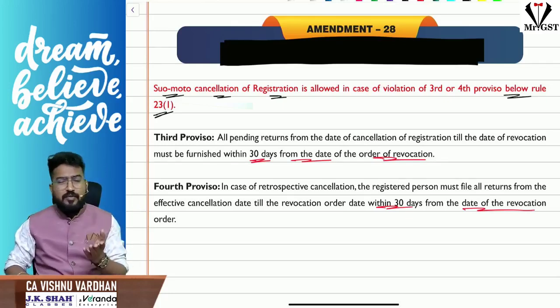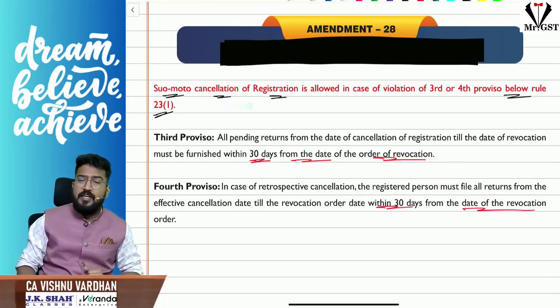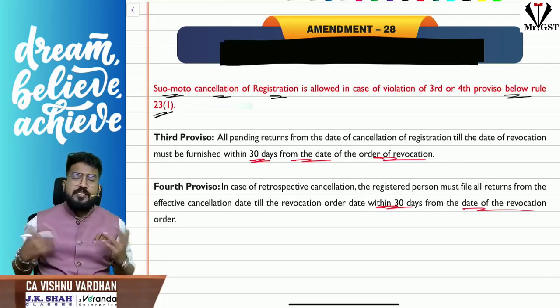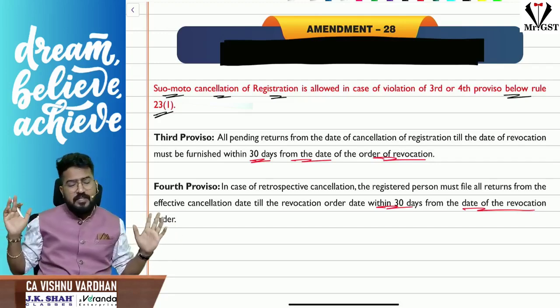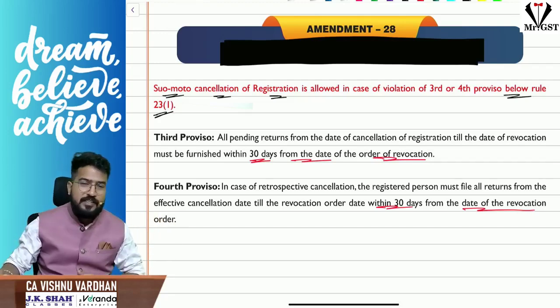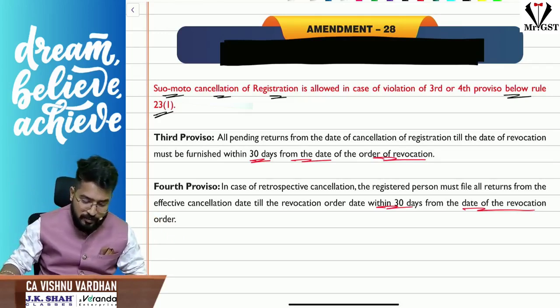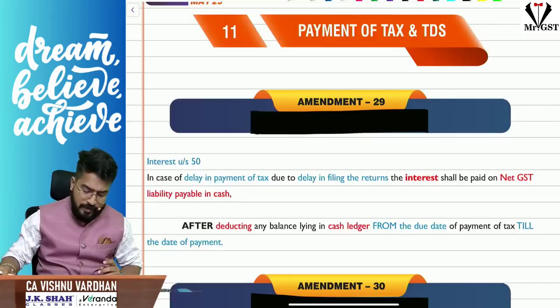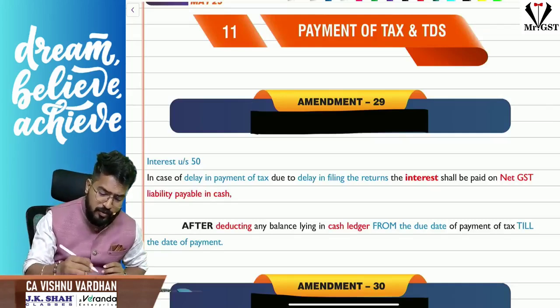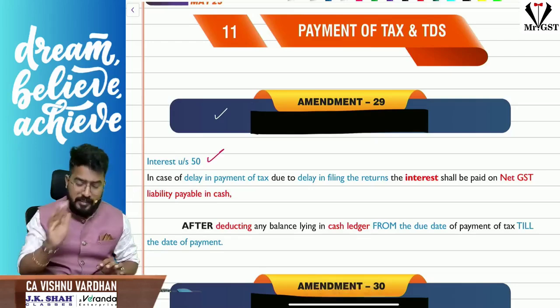He gave you revocation believing that you will file all the pending returns and now you will be a good boy. Still you are continuing the same thing. So they will not entertain this. Now the proper officer got again the power to cancel your registration. So that is what this amendment is all about. New third proviso and fourth proviso are added below rule 23 sub rule 1. The next amendment is with respect to interest calculation, actually interest under section 50. So ignore the headings given there.